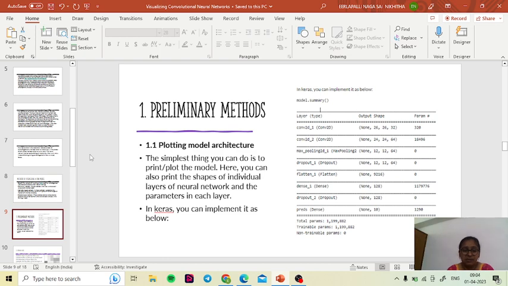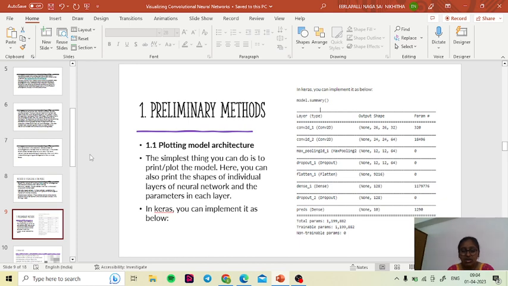First one is preliminary method. This first subsection is plotting a model architecture. The simplest thing you can do is to print or plot the model. Here you can also print the shape of individual layers of the neural network and the parameters in each layer. So we will be able to visualize the overall architecture of our model.